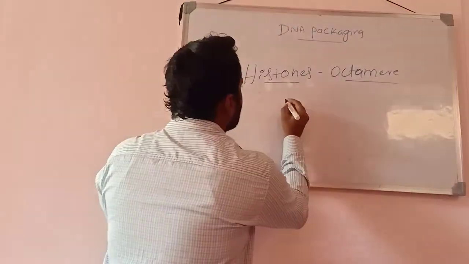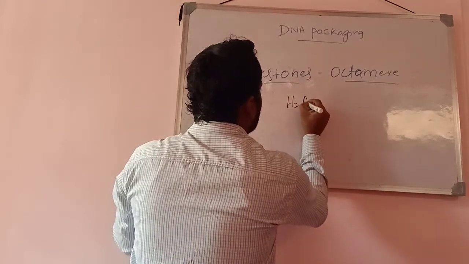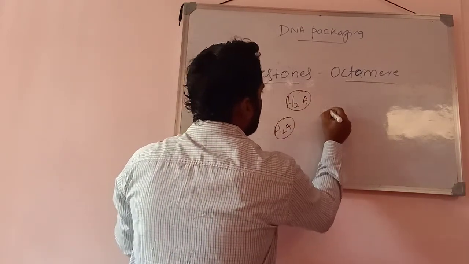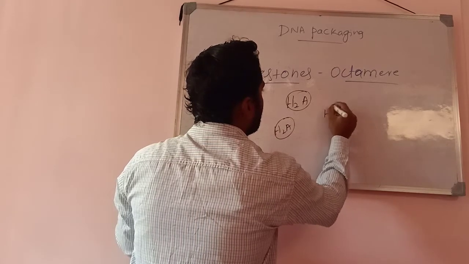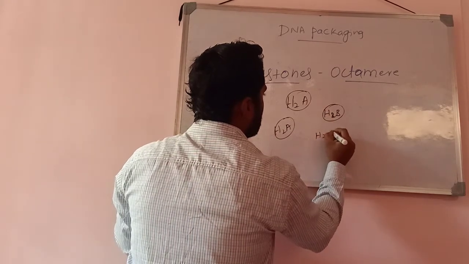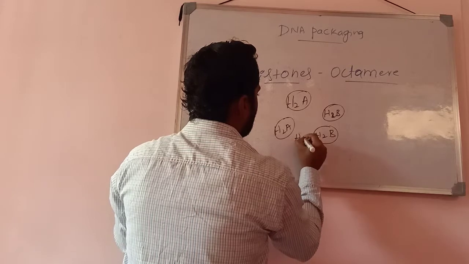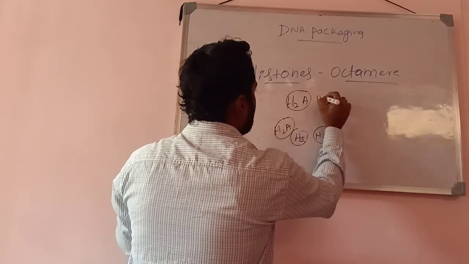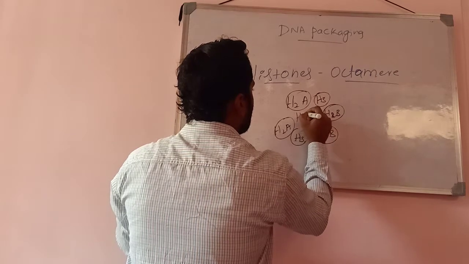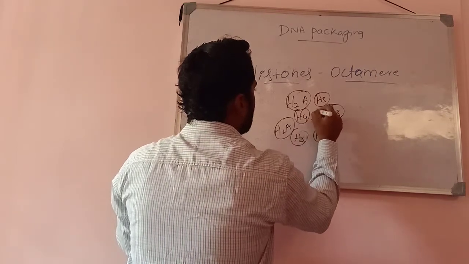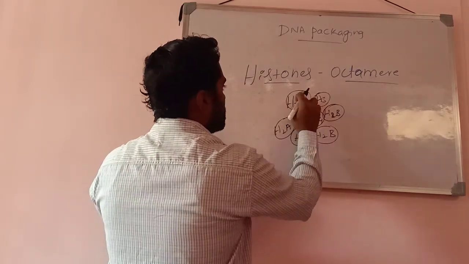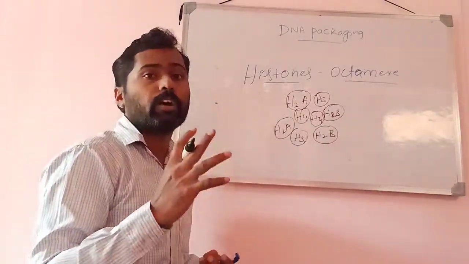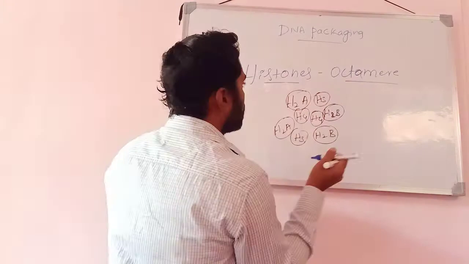So like H2A, H2A, then H2B, H2B, H3 and H3, then H4 and H4. So 1, 2, 3, 4, 5, 6, 7, 8. There are 8 histone proteins. Together they form an octamer. That is, together they form a core.